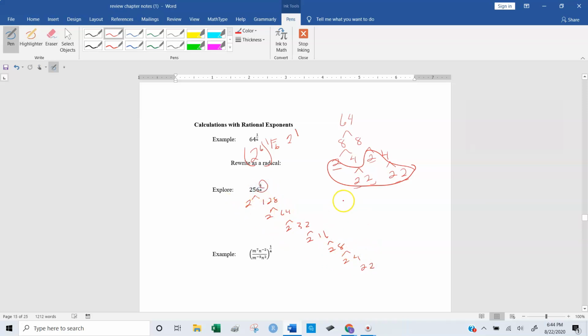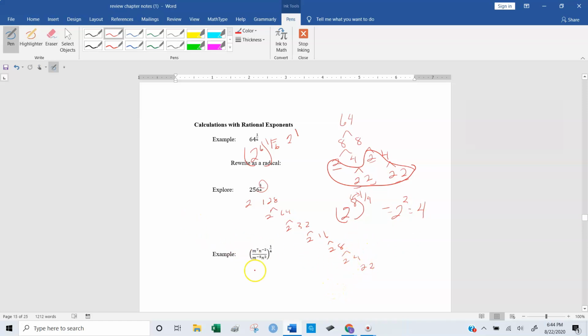Well, when you look at this, this is really 2 to the 8th to the 1/4 power. Well, 8 times 1/4 is 2. When you multiply these two, right? That's 2, so that's 2 squared, which is 4. Or 2 groups of 4, either way.